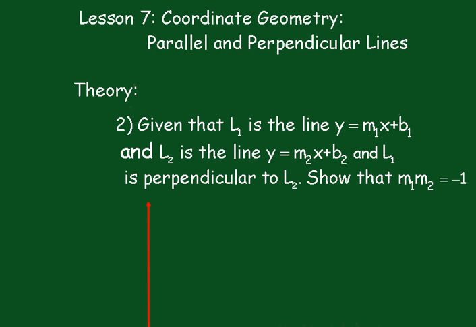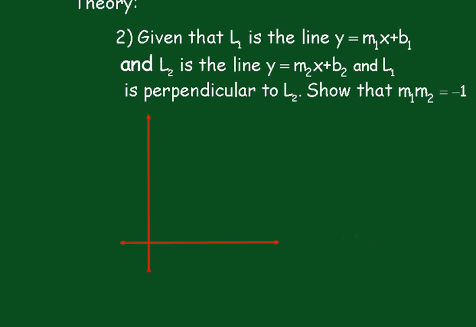Okay, number 2. Given that L1 is the line y equals m1x plus b1, and L2 is the line y equals m2x plus b2, and L1 is perpendicular to L2, show that m1 times m2 equals -1. Okay, then we'll draw these lines. So we draw this one like this, make that L1, and that's y equals m1x plus b1, and we'll call this angle here theta. Therefore, m1 equals the tan of theta.